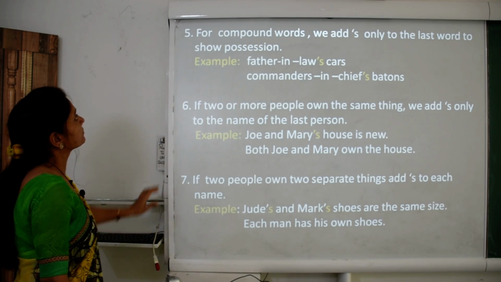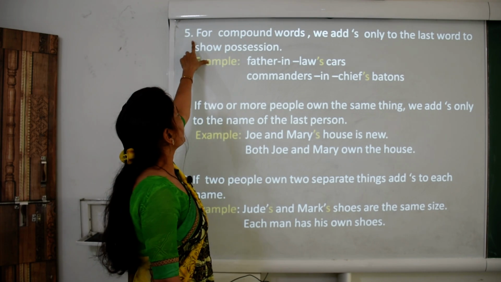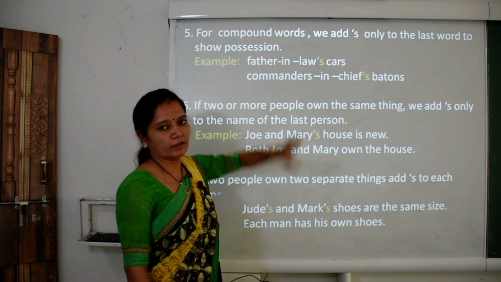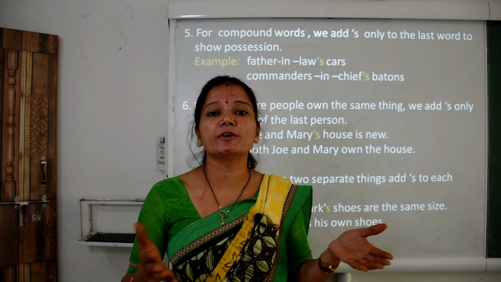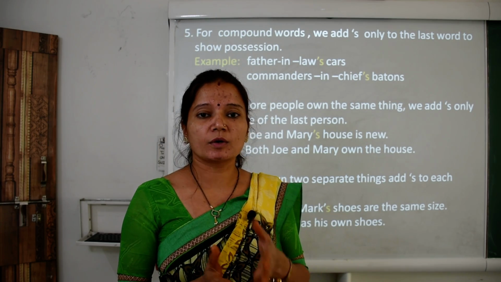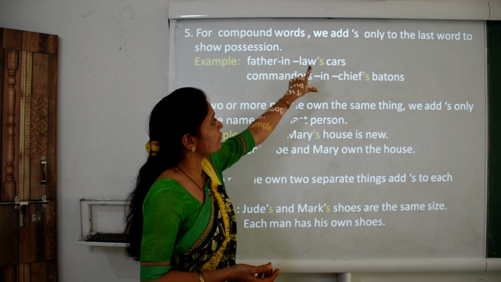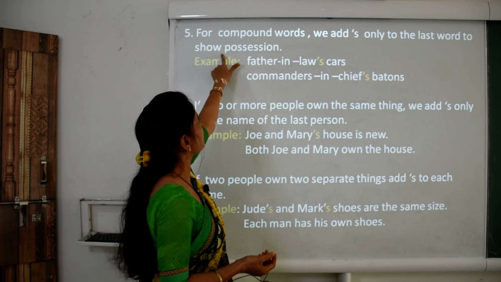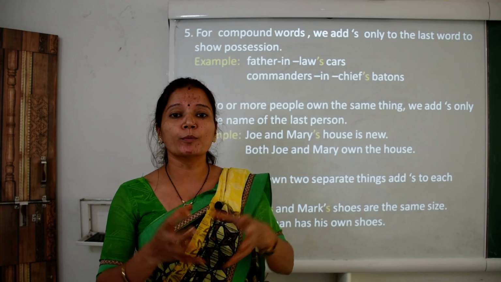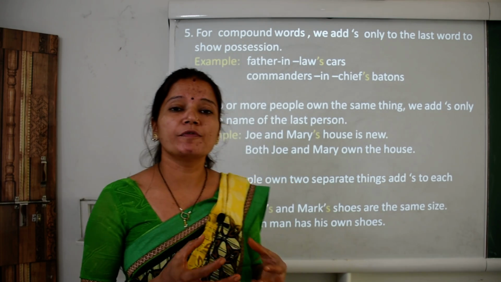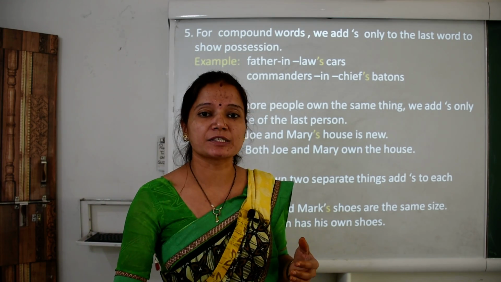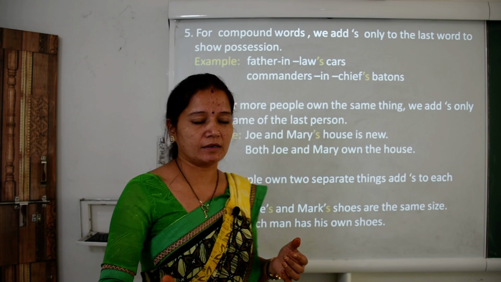Now let's see the next point, point number 5, for compound words. So what are compound words, students? When two or more words are together, that is called a compound word. We add apostrophe s only to the last word to show the possession. So if two or more words are together, we'll add apostrophe s with the last word, or we can say with the second word.